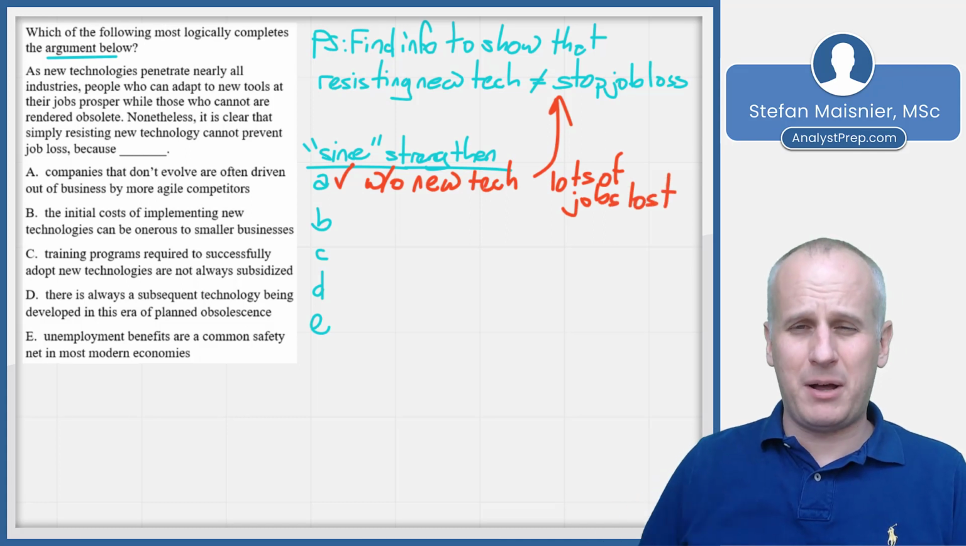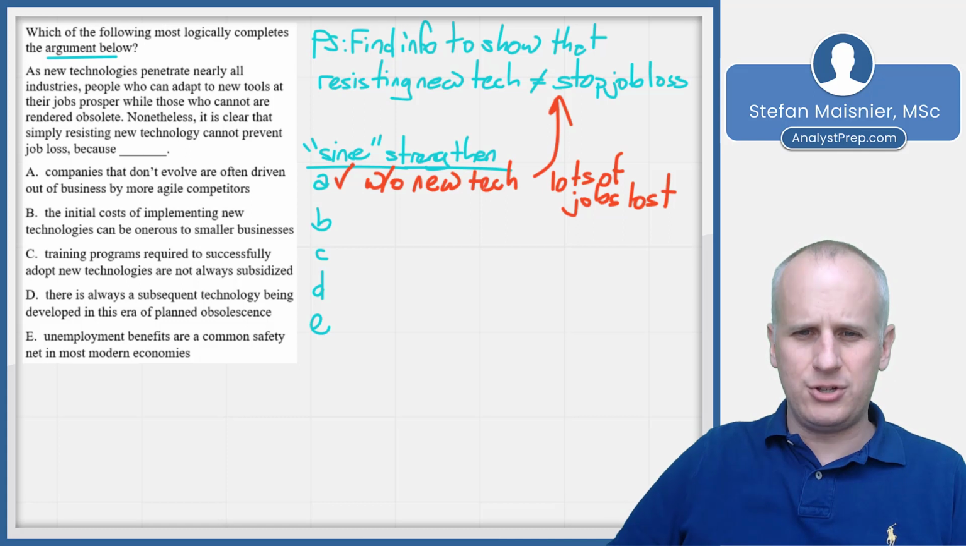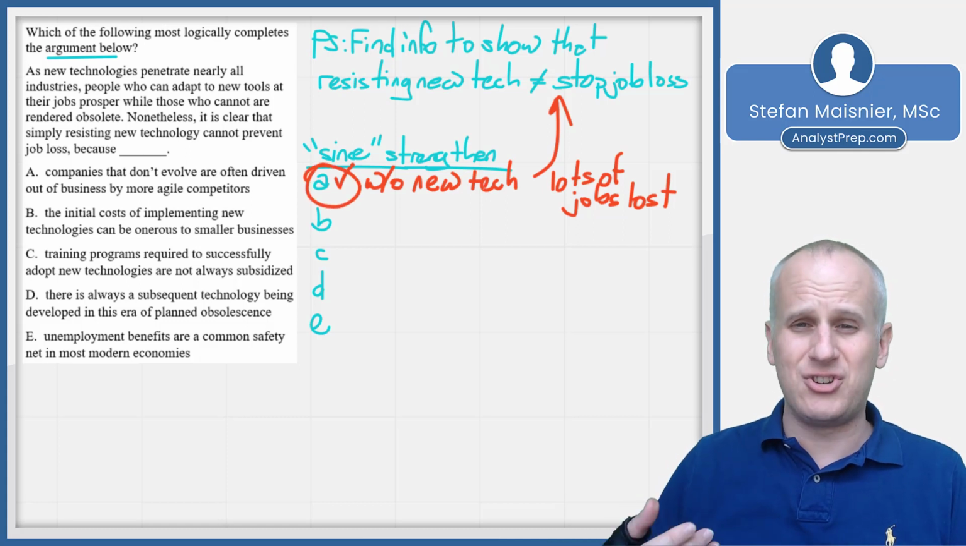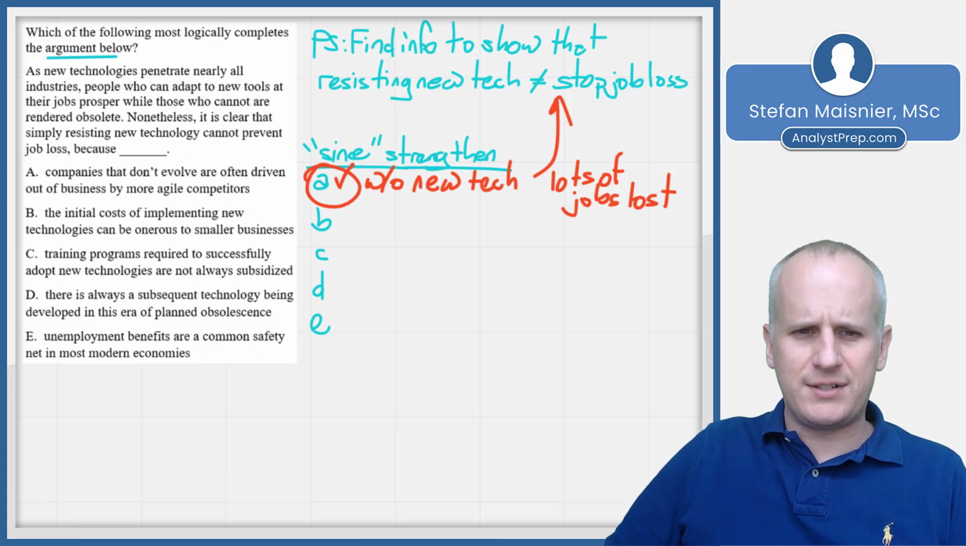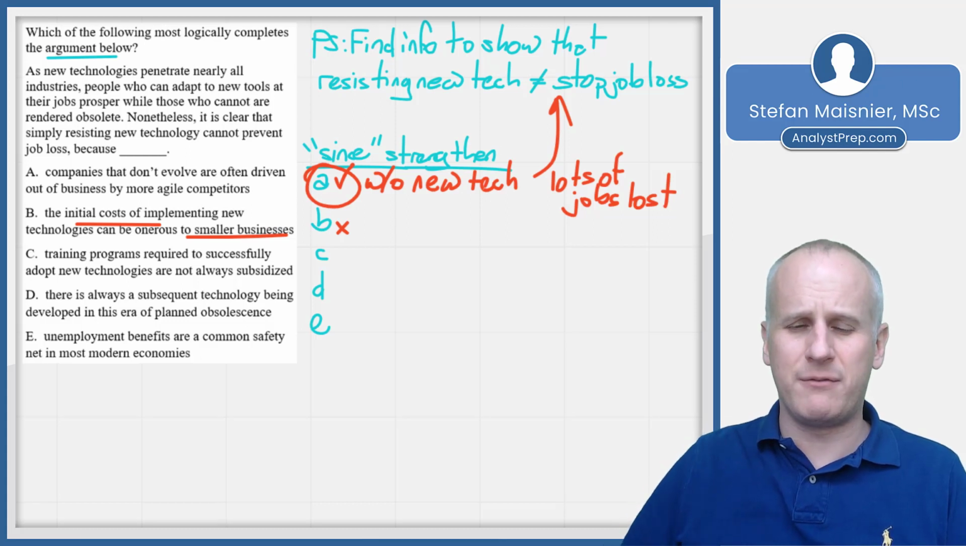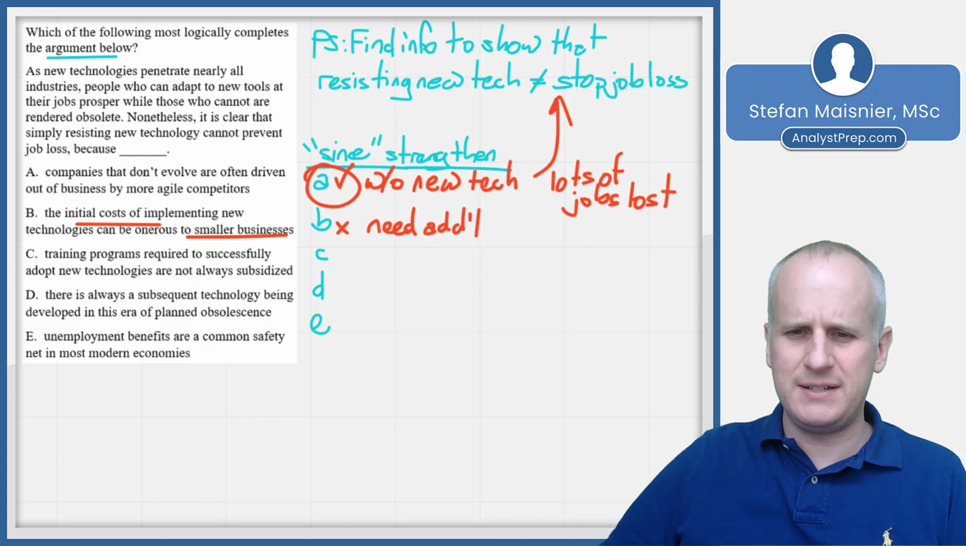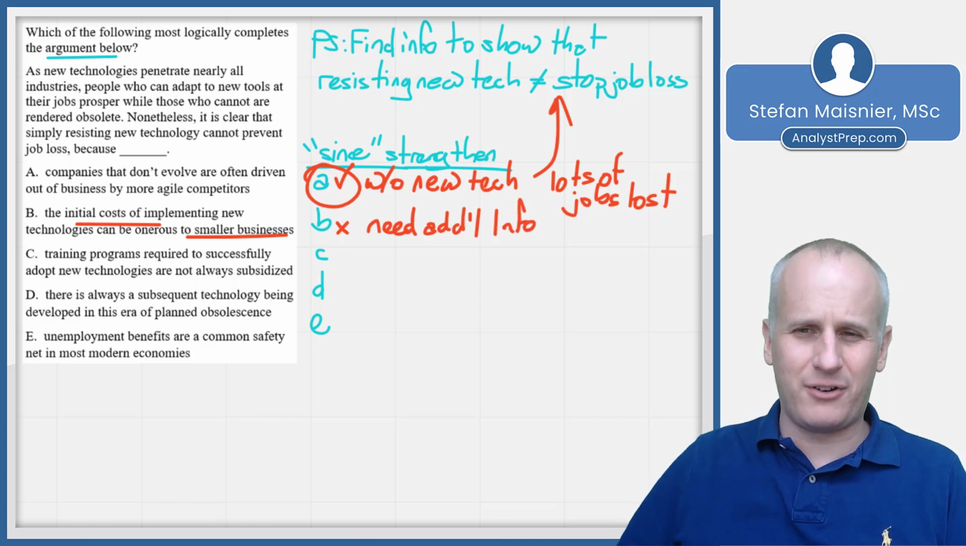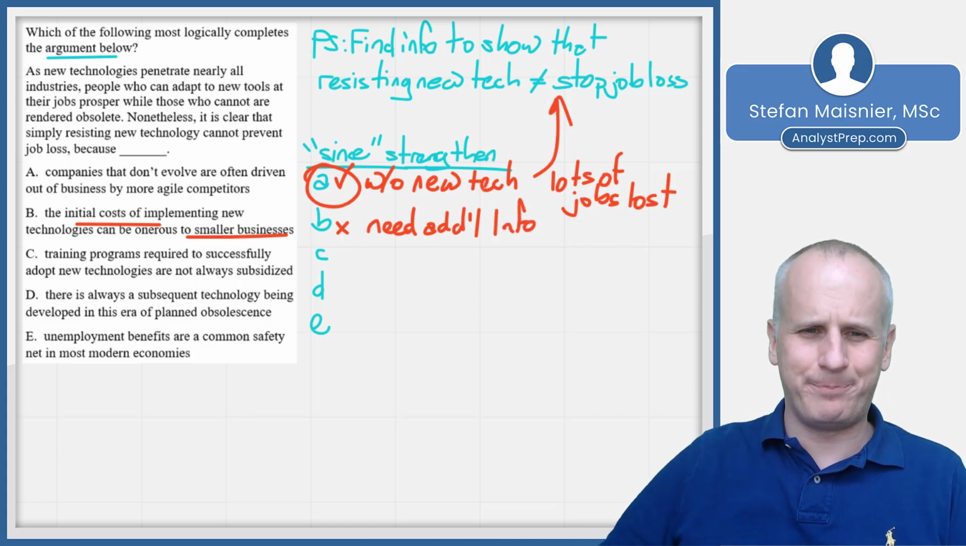And when you're able to come up proactively with a good check in like A or B, you can, again, just move more briskly through the remaining. So we'll do that here. The initial costs, well, of implementing new technologies can be onerous to smaller businesses. Smaller businesses, I don't know how many there are. You might get into trouble by not knowing what onerous is, but focusing on just the smaller business aspect means that we need additional information about smaller businesses. We don't know if that's all of our businesses, if it's a large percentage or not.